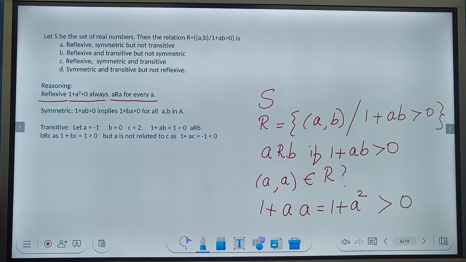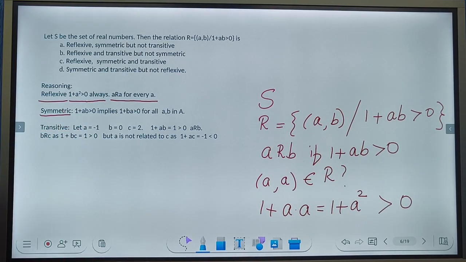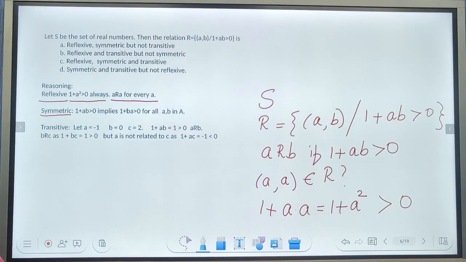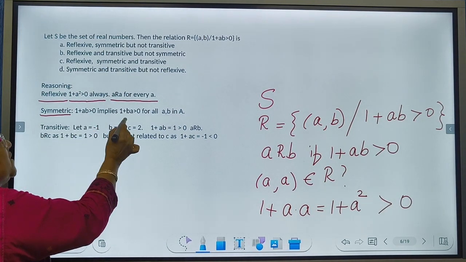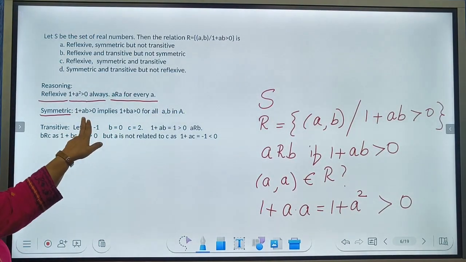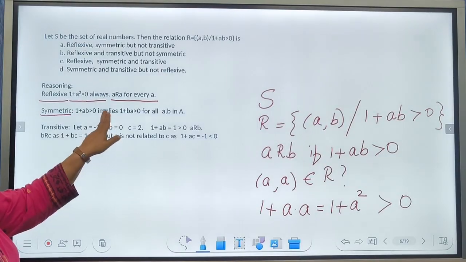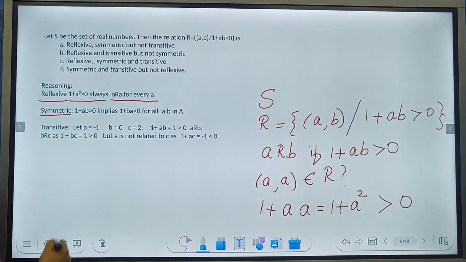Now what about symmetry? Let us suppose A and B are two real numbers such that 1 plus AB is greater than 0. If 1 plus AB is greater than 0, you know that AB is the same as BA. Multiplication is commutative. So 1 plus AB is greater than 0 will imply 1 plus BA is greater than 0 for all choices of A comma B in capital A.